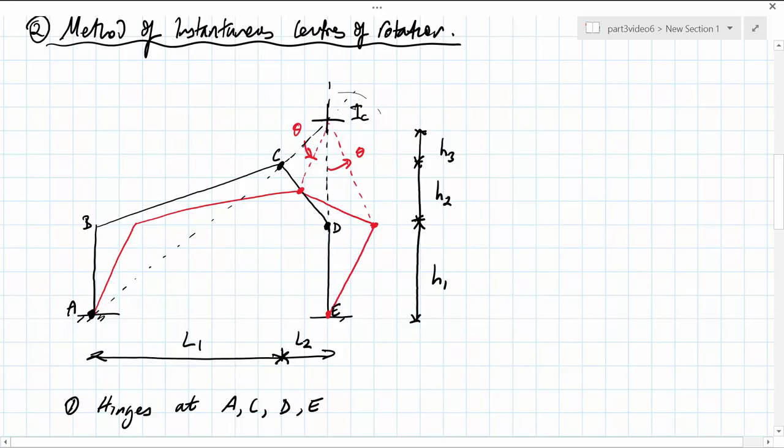We can also draw additional dotted lines to help track the angles of rotation at other locations in the structure. We can assume that the angle of rotation at A is given by a new angle, which we'll call phi. The angle of rotation at the instantaneous center of rotation is given by theta, and the angle of rotation now at E is given by a new angle, which we'll call alpha.